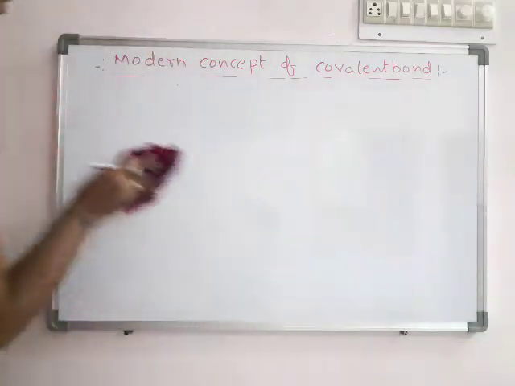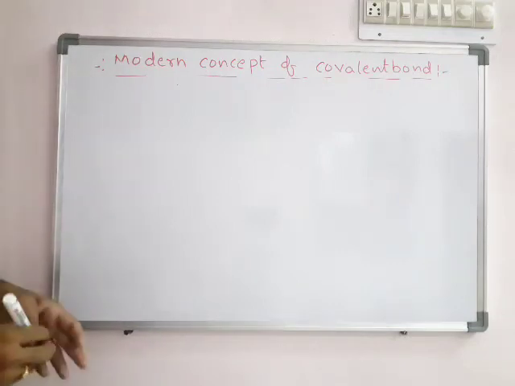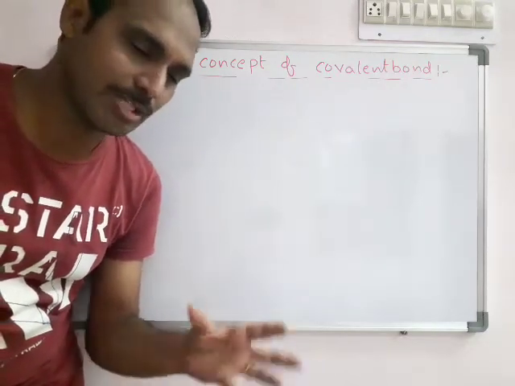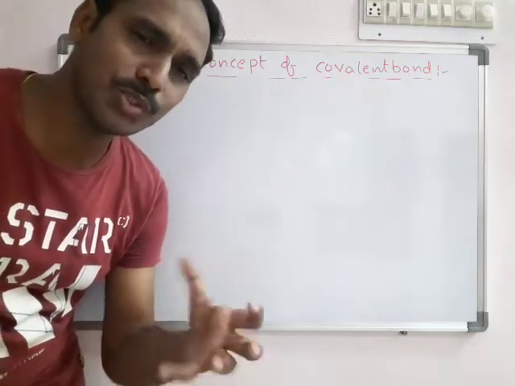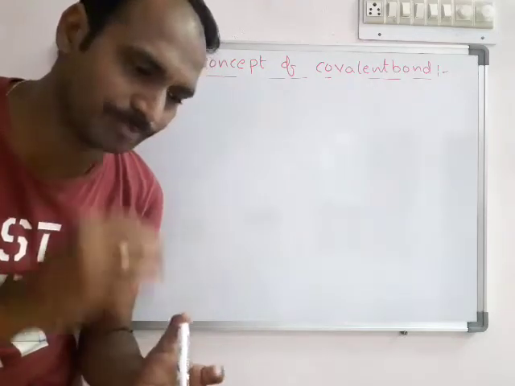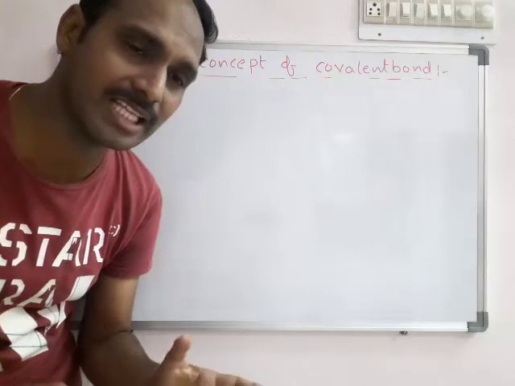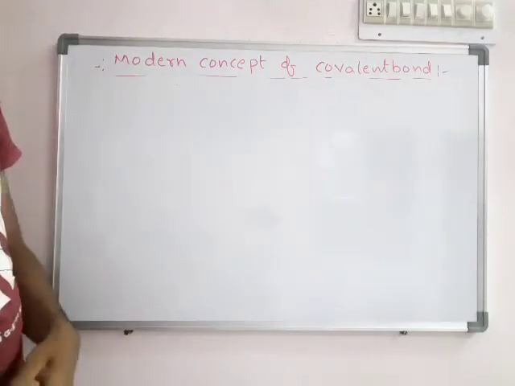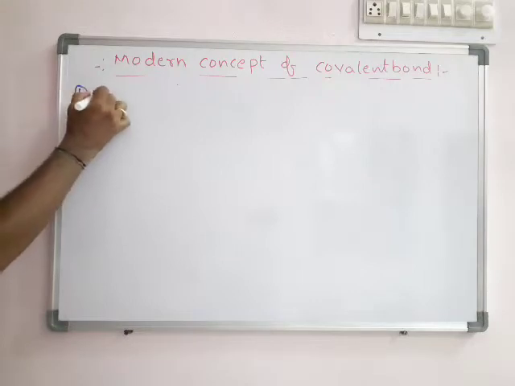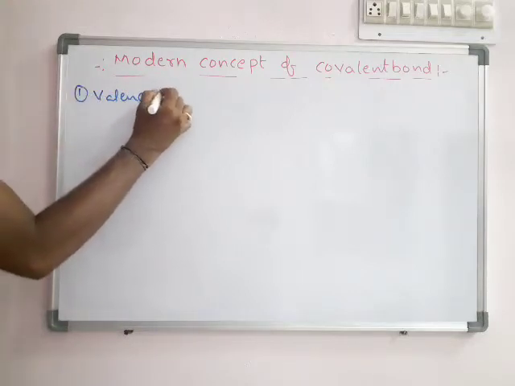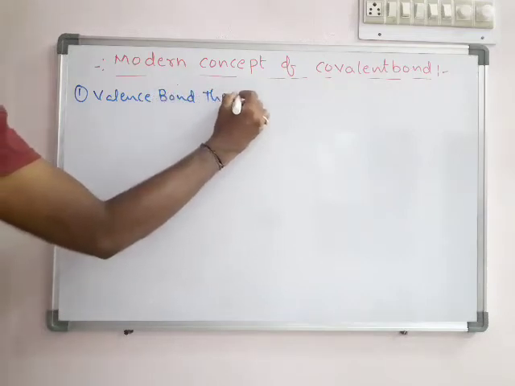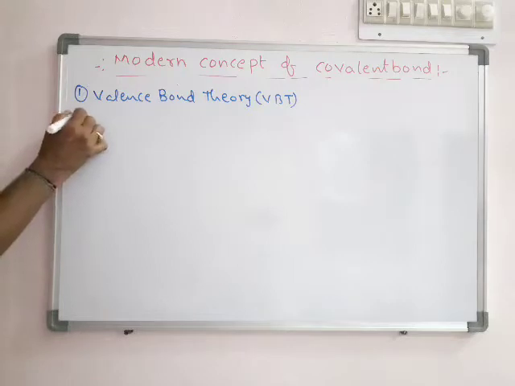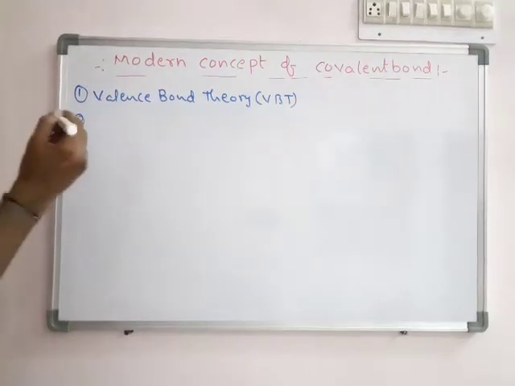Next, to overcome these problems, new concepts were given by different scientists to explain covalent bond formation. On the sharing of electrons topic, they gave some new terms and new rules for covalent bond formation. These come under the modern concepts of covalent bond. In that there are two concepts. The first one is valency bond theory, which is known as VBT. The next theory is molecular orbital theory.